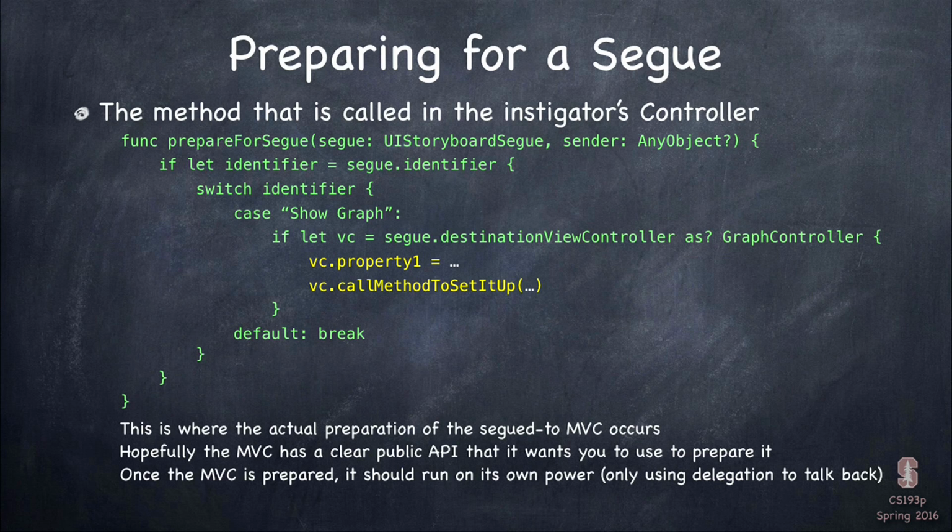And so I can start sending messages and setting properties, public ones only, of this controller in order to prepare it to do its job. So if it's a graph controller, I don't know, it might want to know the axes, the range of the axes. Somehow it might want to know what function it's graphing. I don't know, okay? But that is happening in here, where I'm preparing this graph controller that just got created because of a segue to do what it does. Okay? Questions about that?